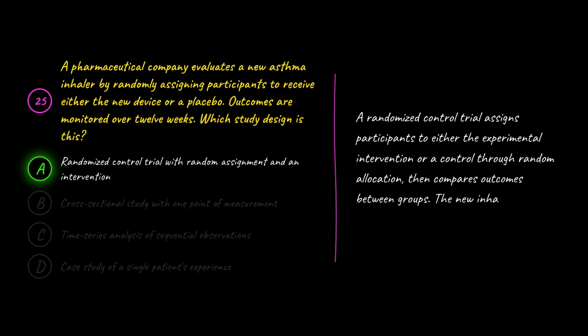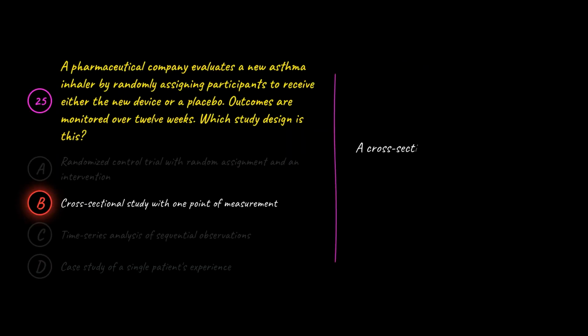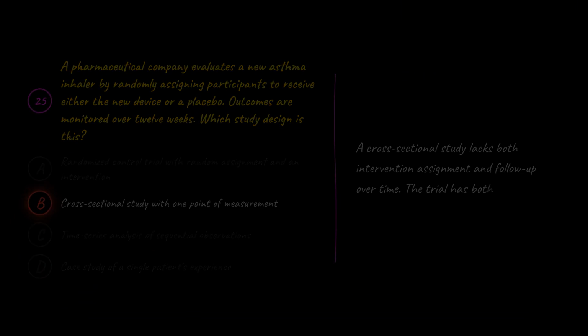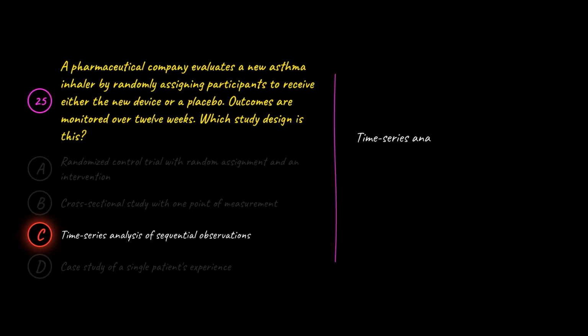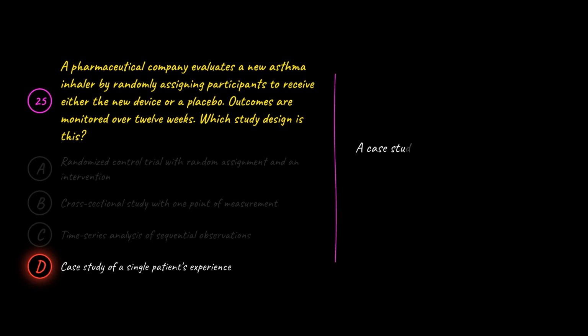Randomization is the feature that minimizes selection bias. B is wrong because a cross-sectional study lacks both intervention assignment and follow-up over time. The trial has both. C is wrong because time series analysis tracks one metric repeatedly across intervals on the same unit. The trial compares two groups, not one ongoing measurement. D is wrong because a case study focuses on one patient or institution. The trial enrolls many participants in two arms.